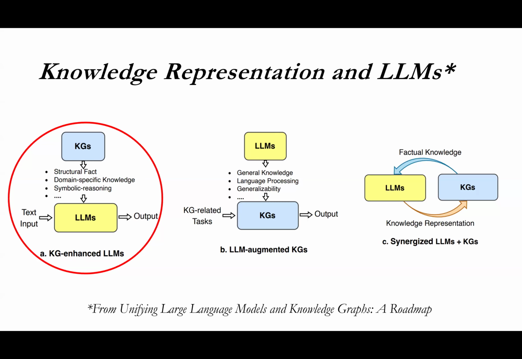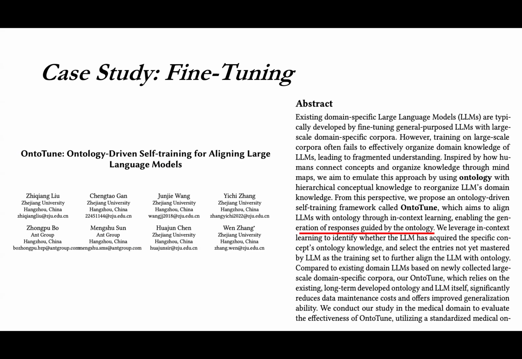For example, looking over here, knowledge graphs informing or enhancing large language models. I honestly just typed into an LLM, give me something within the past couple of months, because there's a whole bunch of literature that's constantly pouring out on these topics. And so you see here's OntoTune, ontology-driven self-training for aligning large language models. The purpose is to enable generation of responses guided by the ontology. So it's aiming to tune large language models for more accuracy in given domains, knowledge graph enhanced large language models for task-specific purposes.